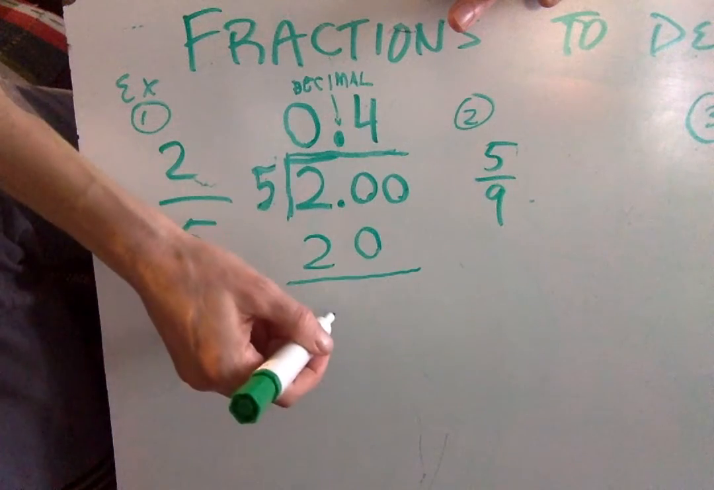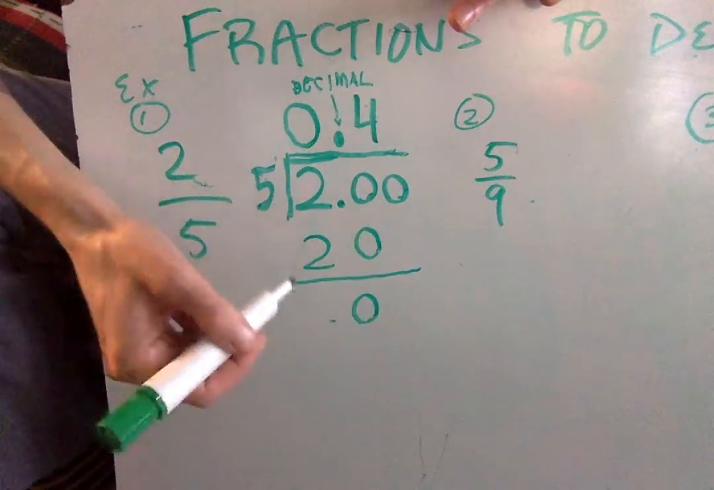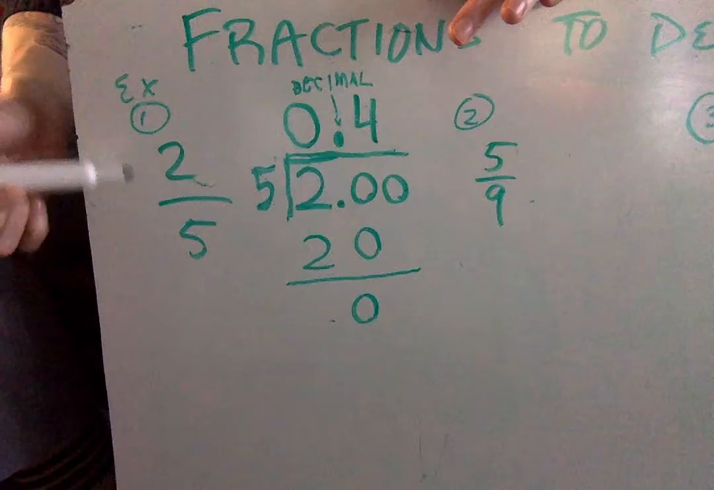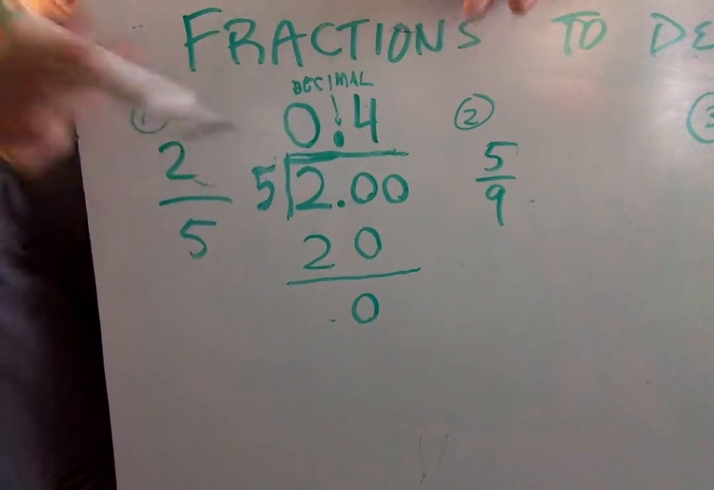20 minus 20 is 0. You're actually done. 2/5 is the same as 0.4.